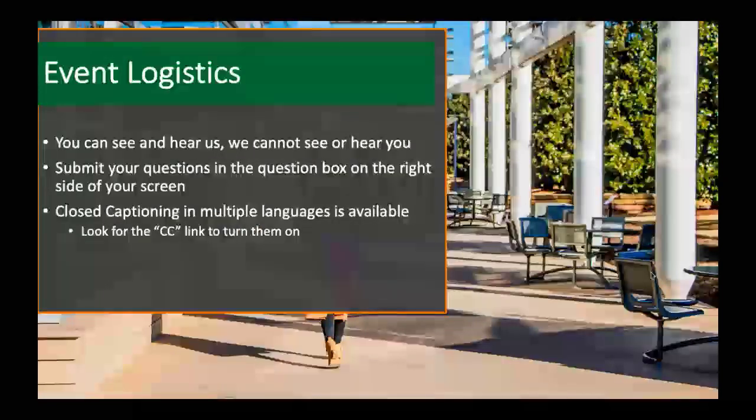So you can see and hear us, but we cannot see or hear you. There is a Q&A button at the top right of your screen. It looks like two conversation bubbles with a question mark. You can submit questions there and we will answer questions at the end of the session. Also, closed captioning is available in multiple languages. If you need some extra language support, you can find the CC button, click it, and choose your language so you can have the words printed across the bottom of your screen. But other than that, we will get started.